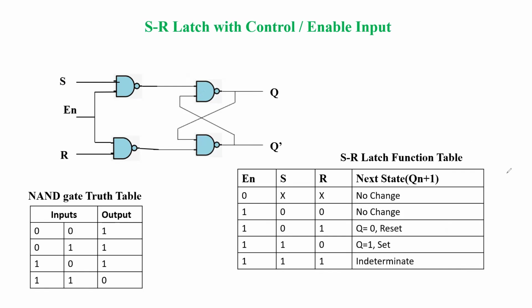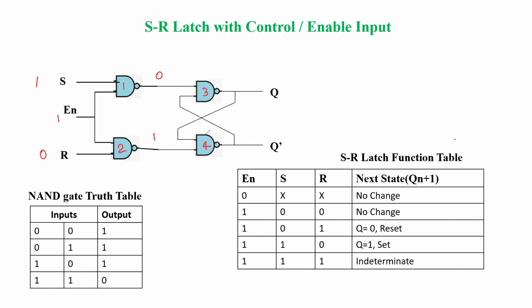Now we'll take another combination. Suppose we take S as 1 and R as 0, and enable is already 1. Now both inputs to NAND gate 1 are 1, so the output will be 0. Whereas for NAND gate 2, one input is 1 and the other input is 0, so the output here is 1. Now for NAND gate 3, one input is 0, and for NAND gate 4, the input is 1.